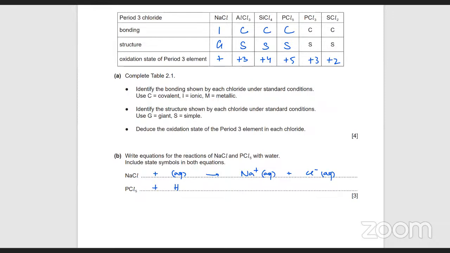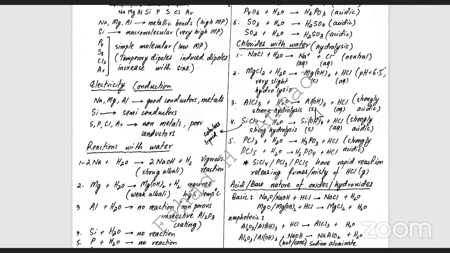PCl5 with water will turn into 2 acids. One of them is H3PO4 and the other one is HCl. So all the rest would turn into acids. You can balance this on your own. So for the rest of the chlorides, AlCl3 will also make HCl, SiCl4 will also hydrolyze, PCl3, PCl5, they would all hydrolyze.